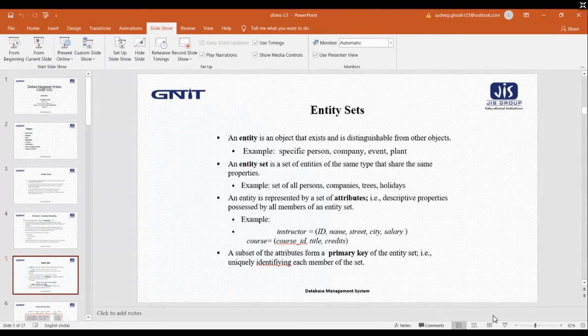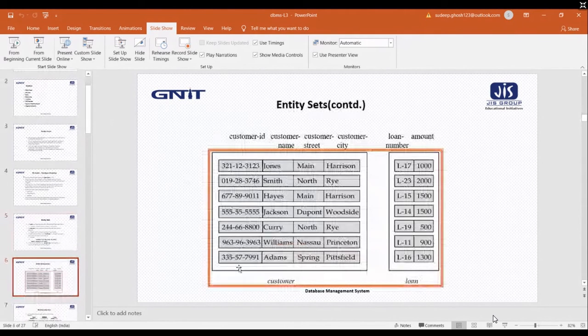So, a subset of attributes. Okay, this primary key I leave it now. Later I will discuss about it. So go to the next slide.